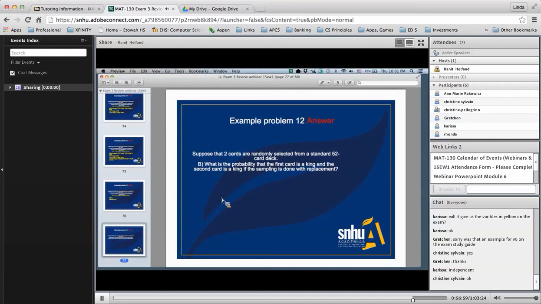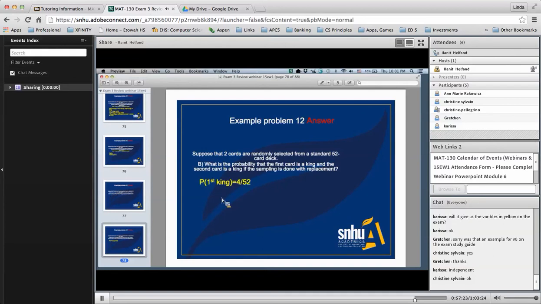Now, if the sampling is done with replacement, then they actually do end up being independent. The first one being a king has no impact on the second one being a king. But even if you didn't realize they were independent, you can still go ahead and use your conditional probability and it's going to come out to be the same.